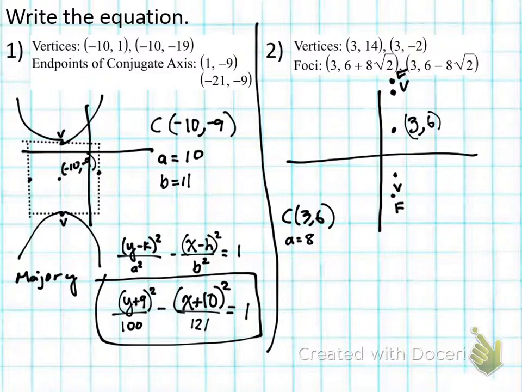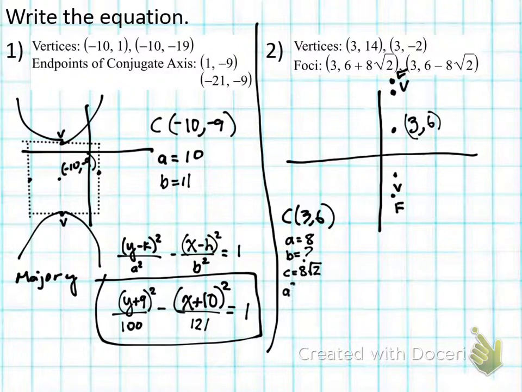We don't have any common endpoints of the conjugate axis, so we don't know what B is. So we're not going to put down B. Okay, but C is the distance from the center to a foci. I know that one of the foci is 6 plus 8 radical 2. The other one is 6 minus 8 radical 2. So since that's the case, we know that C will be equal to 8 radical 2.